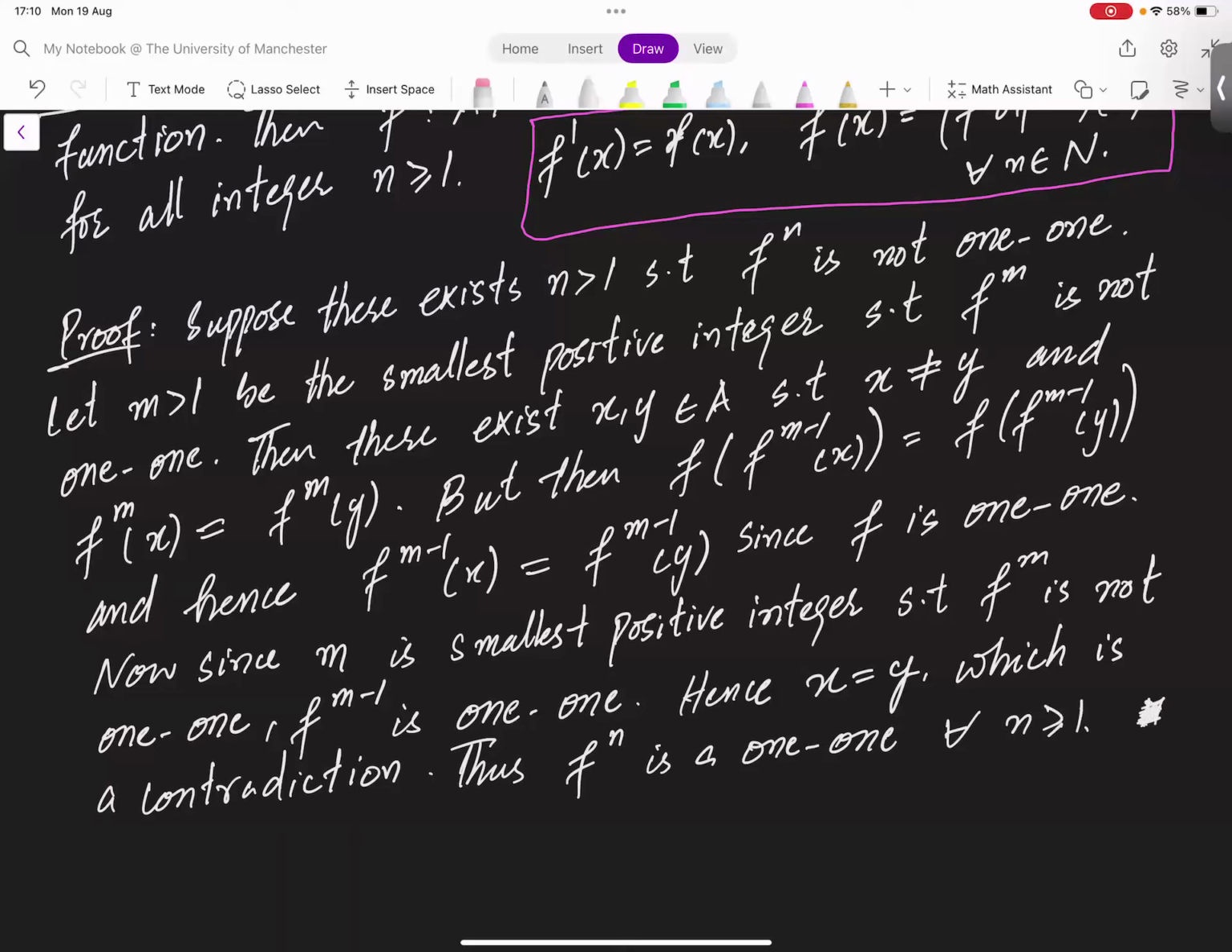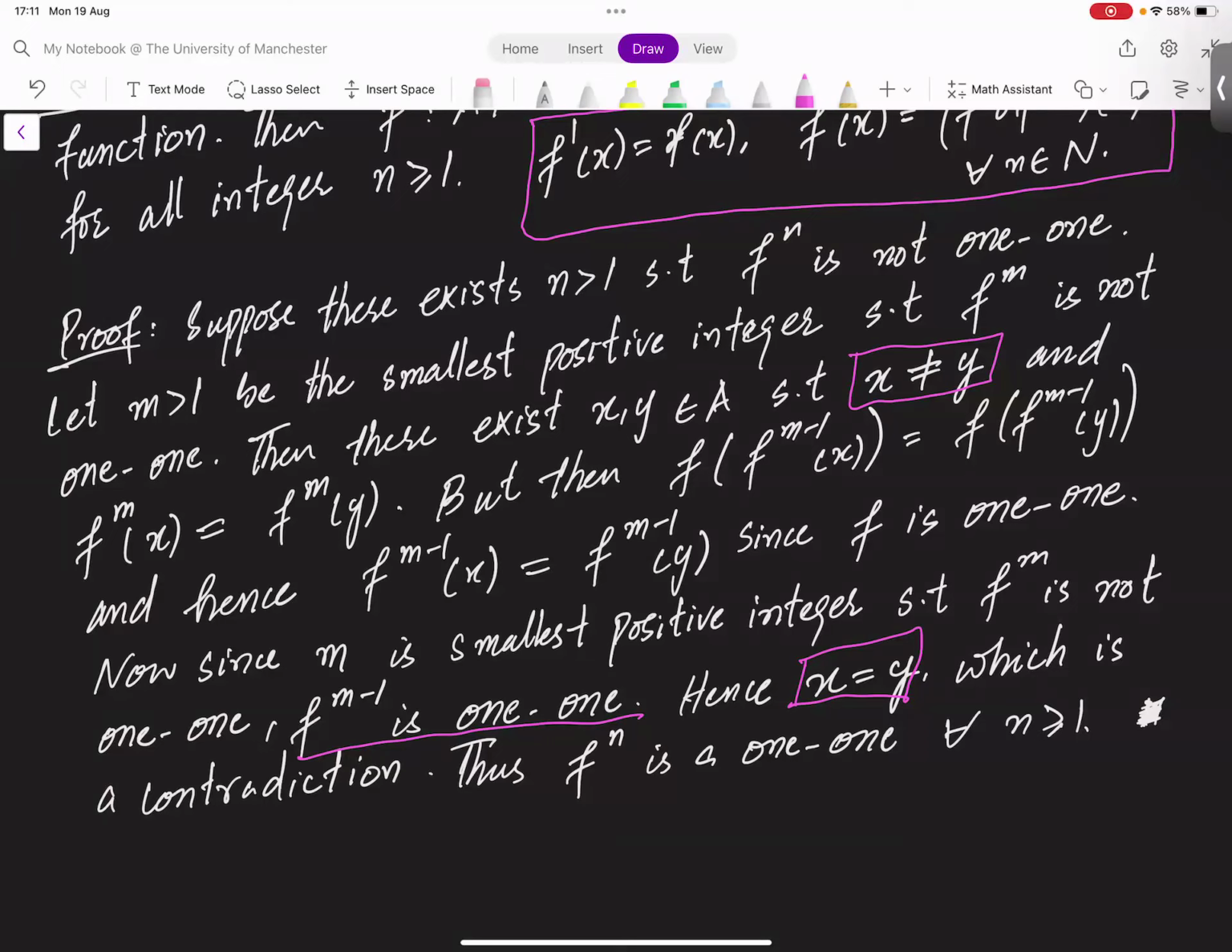This is the proof. So what we did, we just supposed that there is n greater than 1 for which f power n is not 1-1. And then we supposed that there is m greater than 1 be the smallest positive integer such that f power m is not 1-1. And then we carried on. And then we showed that f power m minus 1 is 1-1. So x and y are equal, because we have assumed that they are not equal. That's why f power n is going to be 1-1.